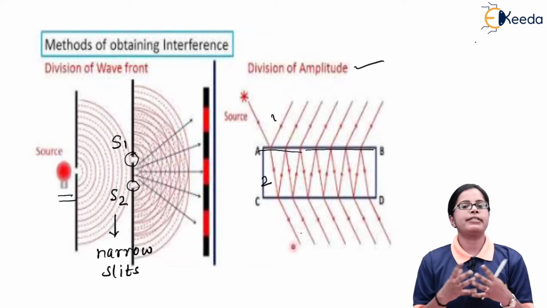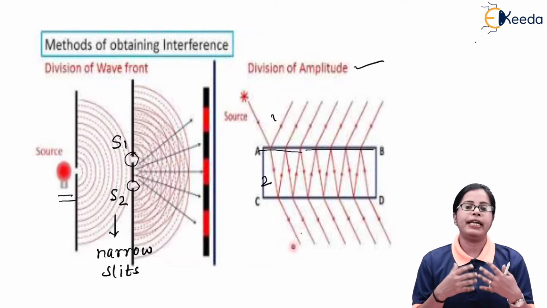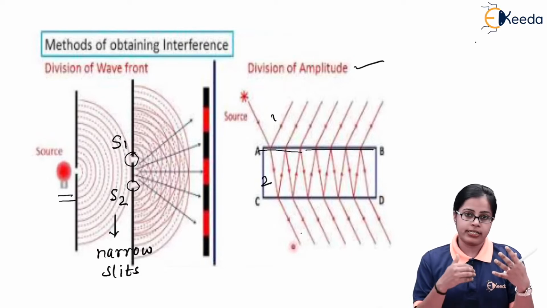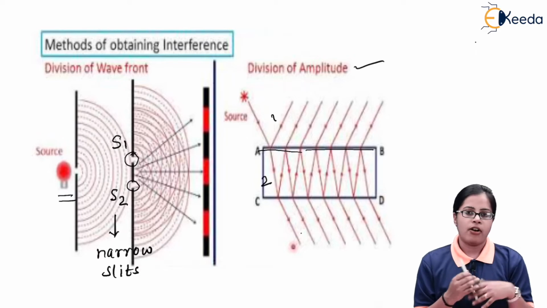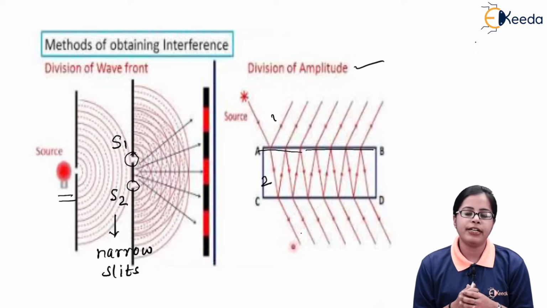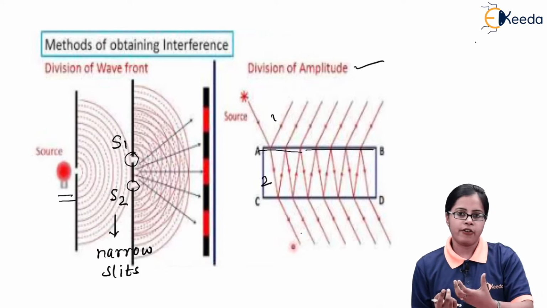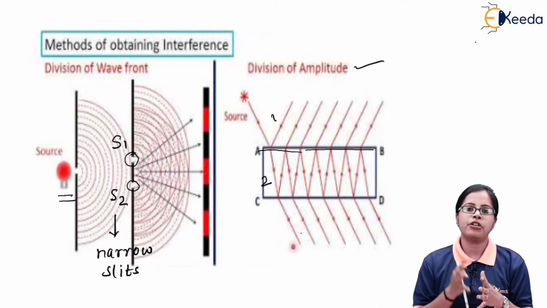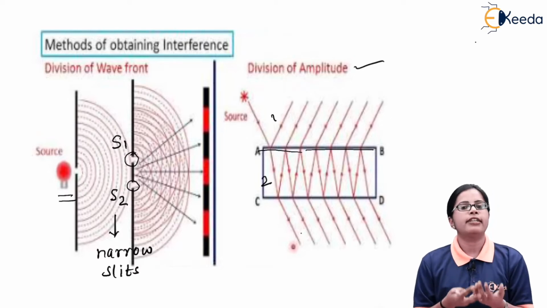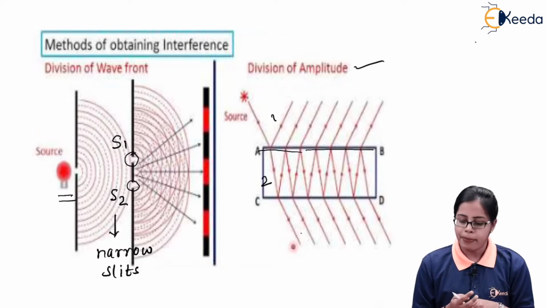So these are the two basic methods of obtaining interference. One is division of wavefront using the narrow slits, obviously. And second, when you talk about the division of amplitude, you consider a ray of light and it undergoes partial reflection two or more times, or several times, and that is going to give us the division of amplitude.